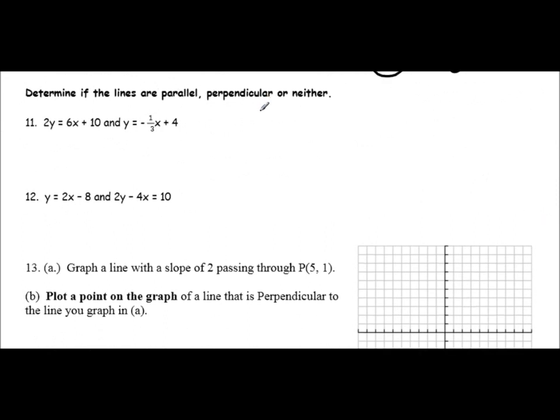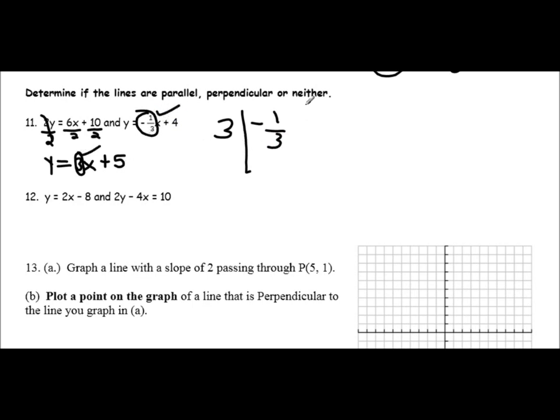To determine if the lines are parallel, perpendicular, or neither, we need to solve for y in both equations and then identify the slopes, and then notice if they're opposite reciprocals of each other. So the first thing I'm going to have to do here is divide by 2 on both sides of the equation. So y equals 6 divided by 2 is 3x. 10 divided by 2 is 5. So my slope here is 3, and my slope here was negative 1/3. Well, the opposite reciprocal of 3 would be negative 1/3, and that's what we have. So these two are perpendicular.